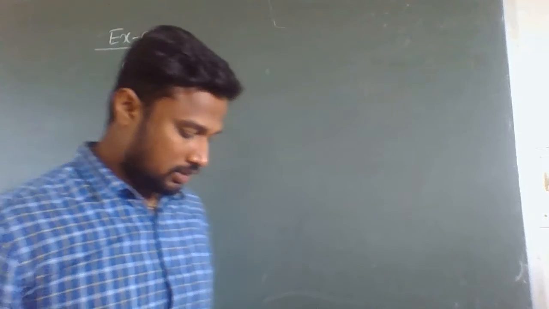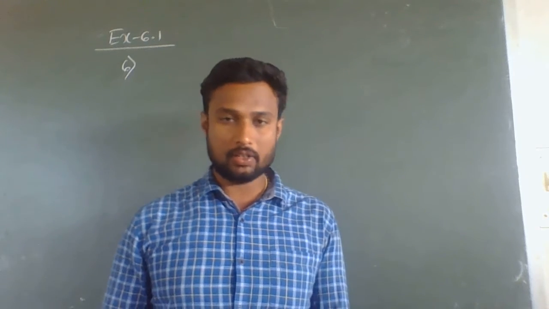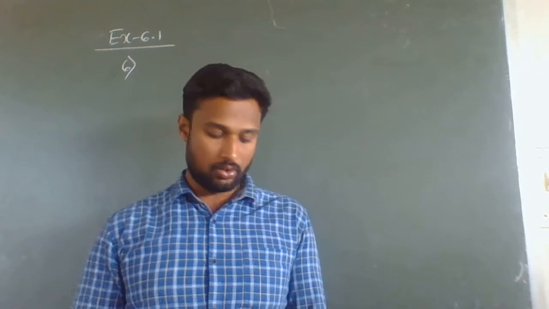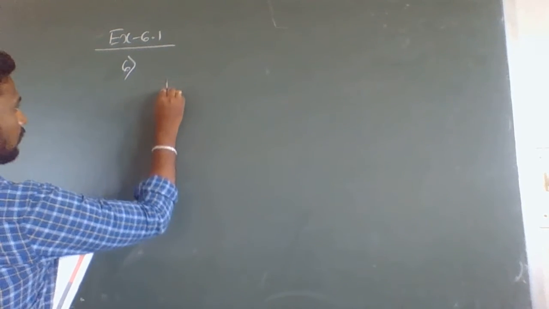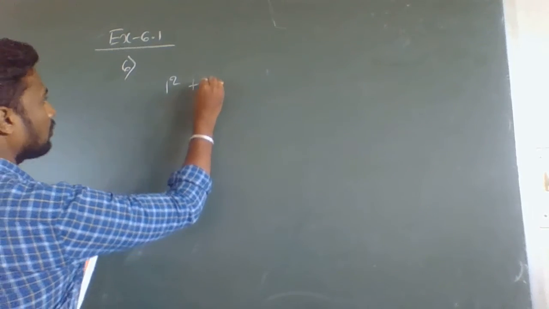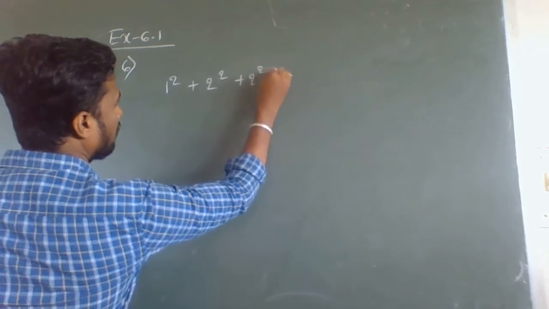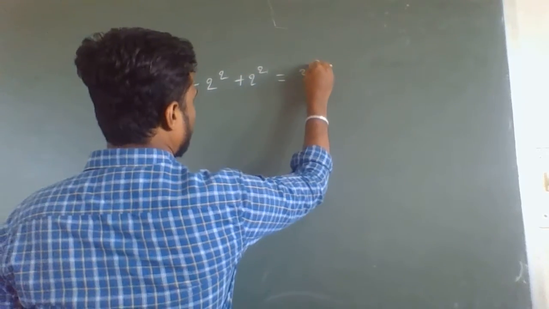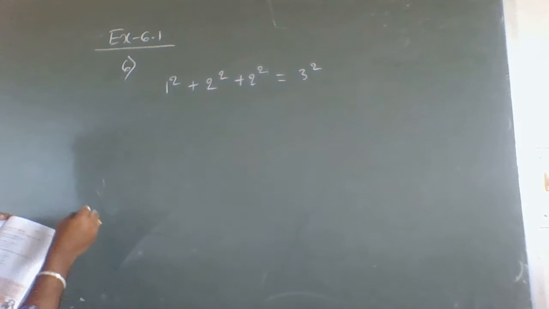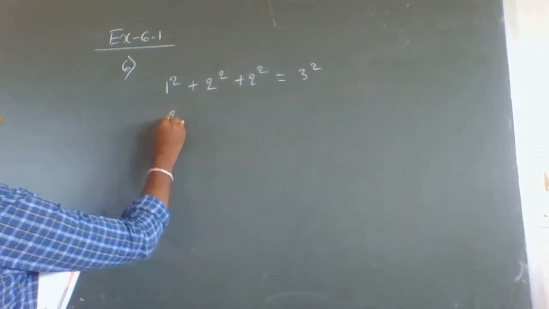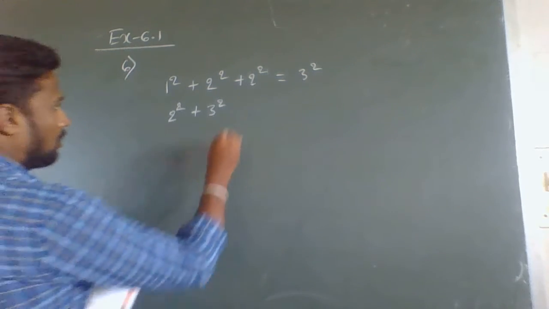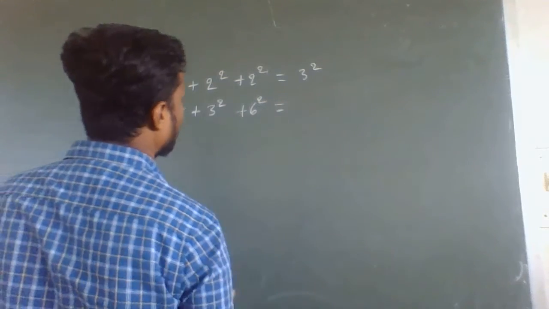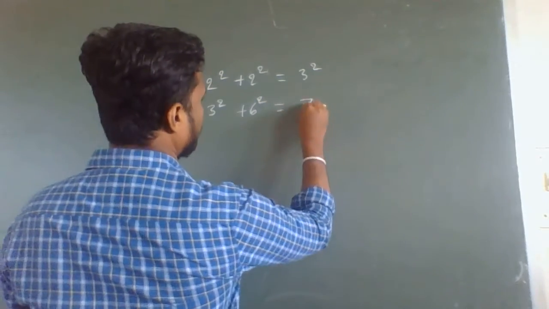So here in the sixth problem, again they have given some patterns. Find the missing numbers. We have to find the missing numbers by using the given patterns. So now, first what is given? 1 square plus 2 square plus 2 square equals 3 square. Now in the second pattern what they have given? 2 square plus 3 square plus 6 square equals 7 square.